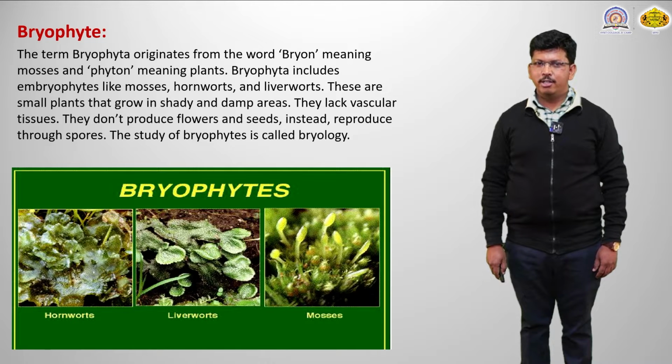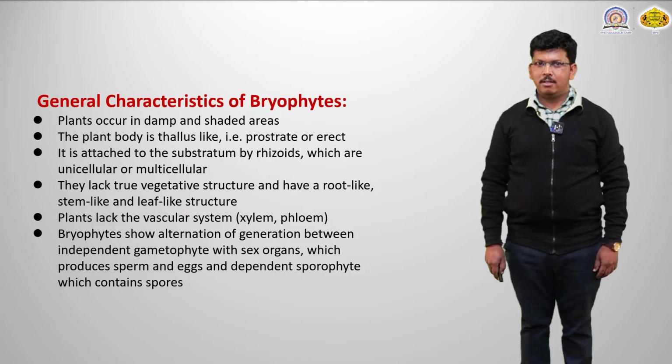Here is an image. There are three different photos of the classes of the Bryophyta. The first one is the hornworts, the second one is the liverworts, and the third one is the mosses. These three classes of the Bryophyta are observed in nature, worldwide, on the different continents of the world.